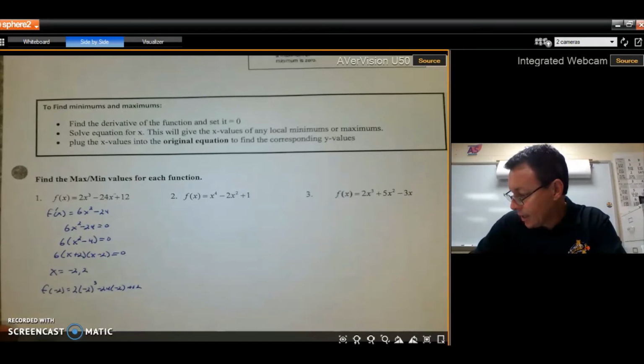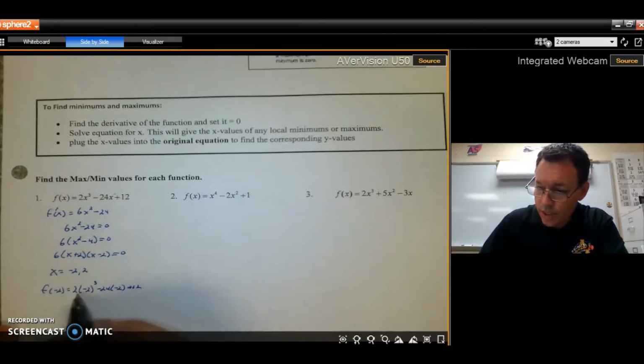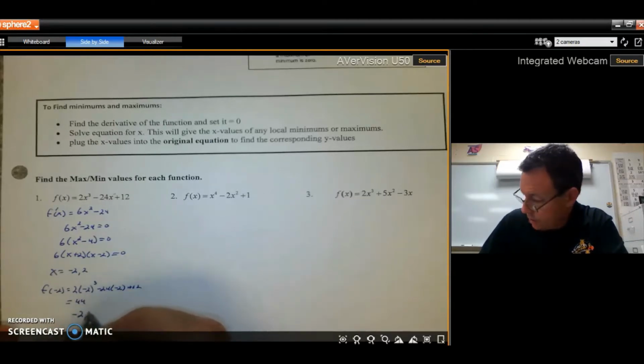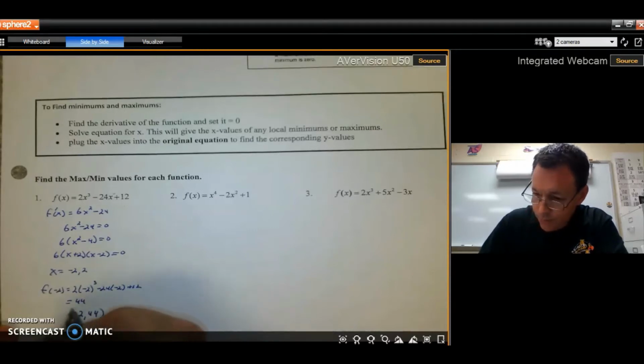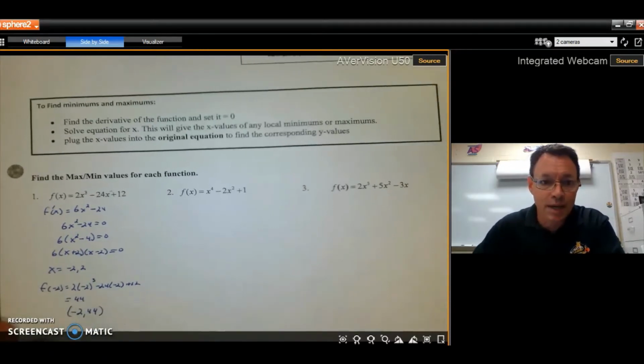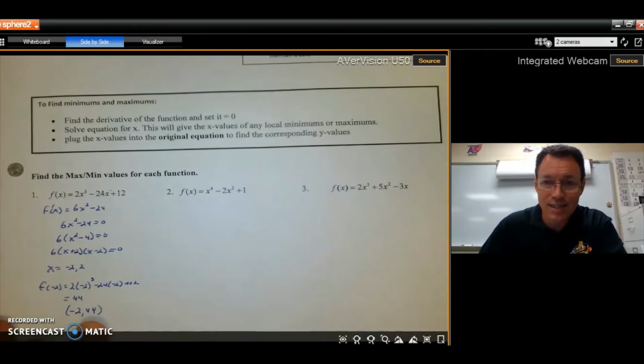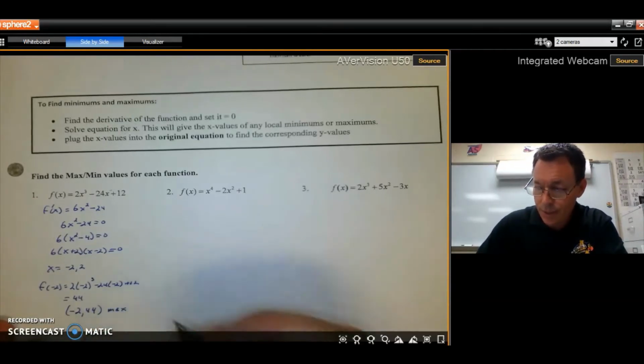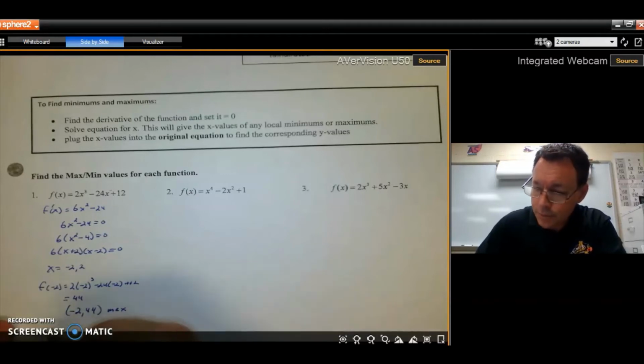You can put that in your calculator. You could probably do that in one step. As long as you use parentheses, put that in your calculator. And you should get 44 as an answer. So the point negative 2, 44 is one of my minimum or maximum values. Now the fact that that y is a 44, that tells me this is probably a max. Okay, that's going to be a high point in our graph.